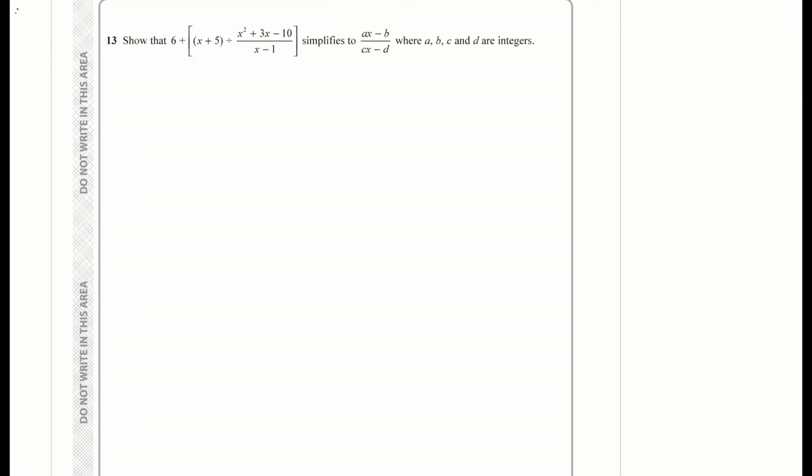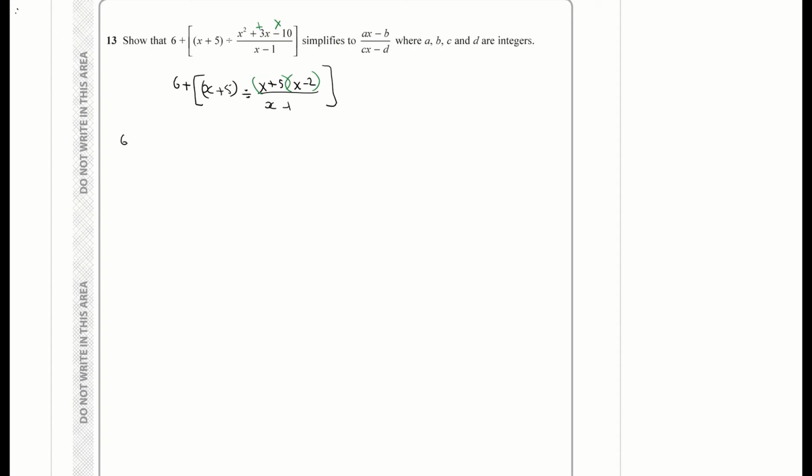So question 13 showed that the following simplifies to ax minus b over cx minus d. First thing I'm going to do is, you can see inside the square bracket, I have a quadratic equation. So the first thing I'm going to do is simplify that quadratic equation. So I'm going to keep it as 6 plus x plus 5 divided by a quadratic equation over x minus 1. Now I'm going to factorize that quadratic on the top. So if I factorize that, I have two brackets, and I'm looking for two numbers that multiply to negative 10, but those two numbers must add to positive 3. So they must be positive 5 and negative 2. So negative 2 multiplied by 5 is minus 10, and 5 take away 2 is positive 3. And I put back in my two x's, and I close my square bracket.